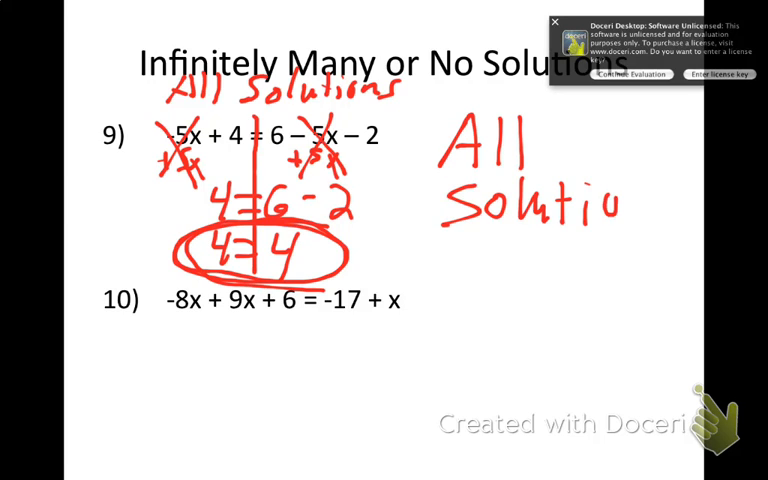When my variables cancel out and I'm left with nothing else but constants, I check. Is it a true statement or is it a false statement? If it's a true statement, I'm going to get all solutions. If it's a false statement, I'm going to get no solutions.